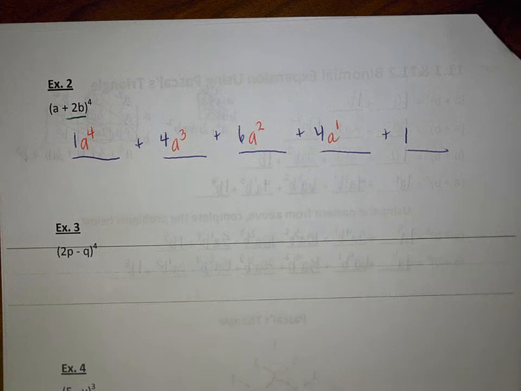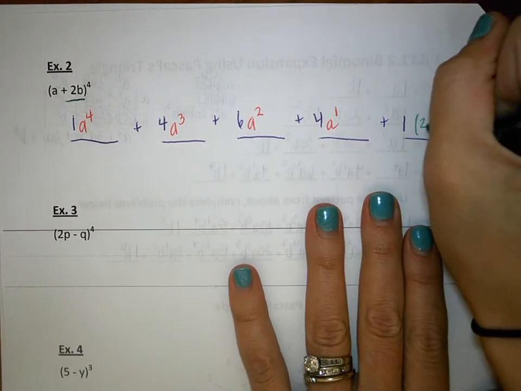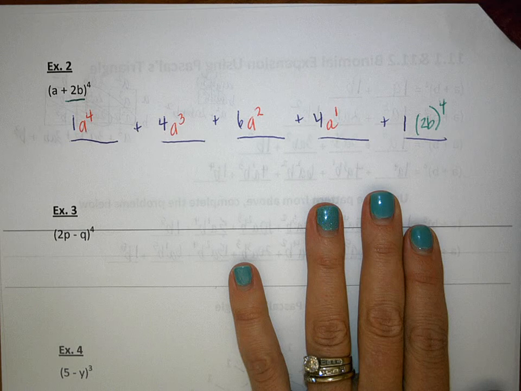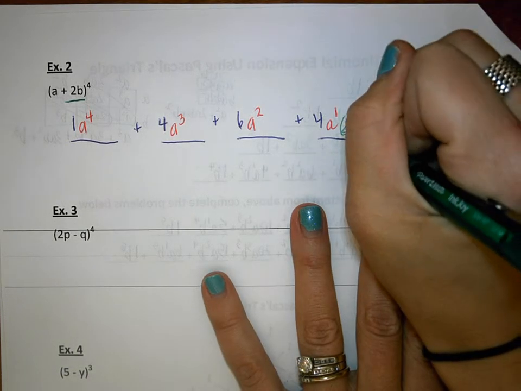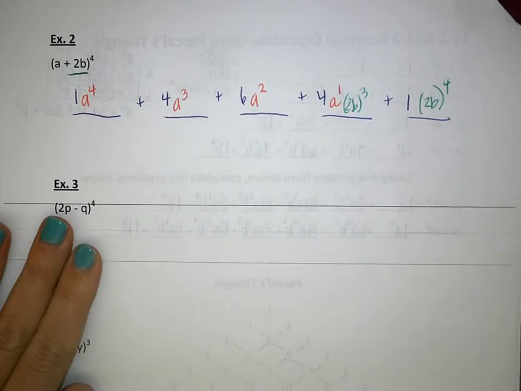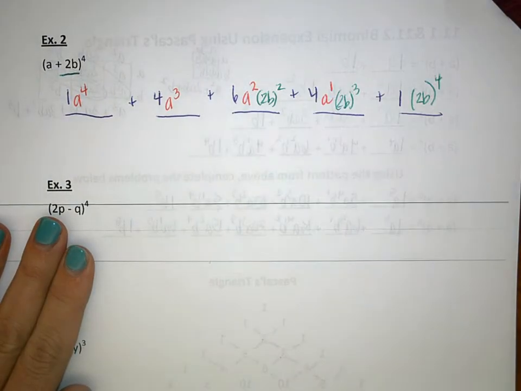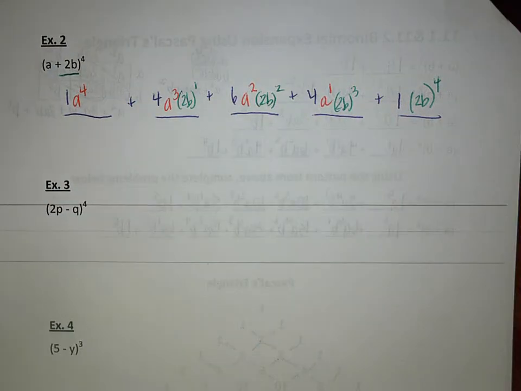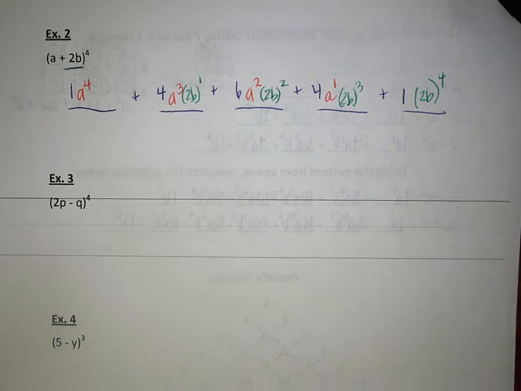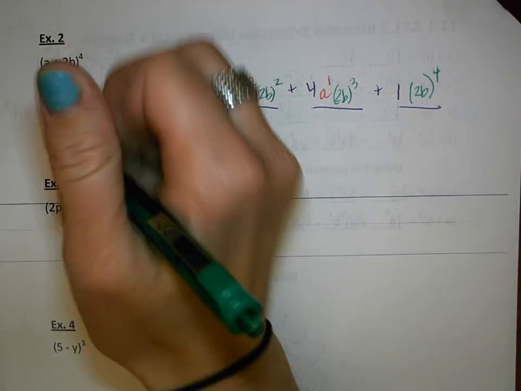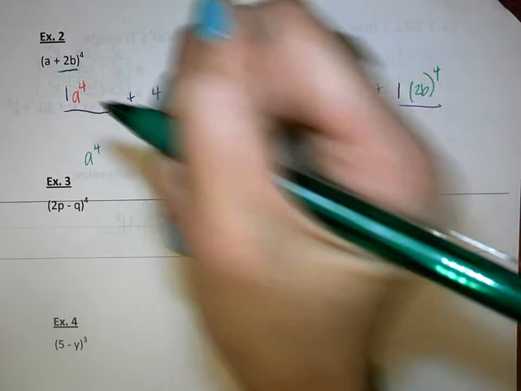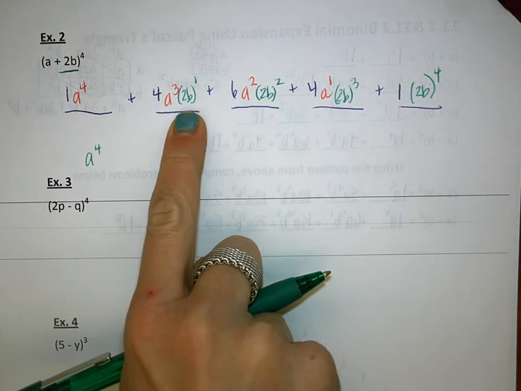So we have to be careful with that one. Make sure you put it in parentheses. So this is 2B to the fourth, and then 2B to the third, and then 2B to the second, 2B to the first, and then 2B to the 0. So on this one, A to the fourth is good, right? 2B to the first is just 2B, right?